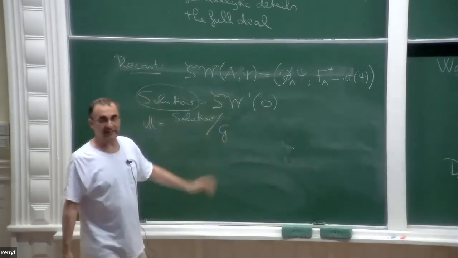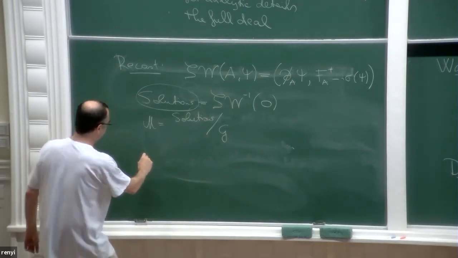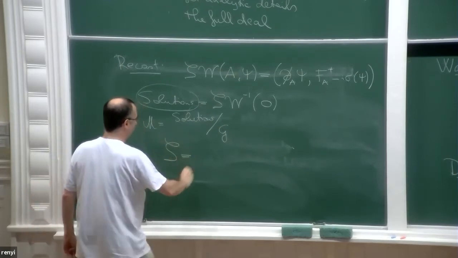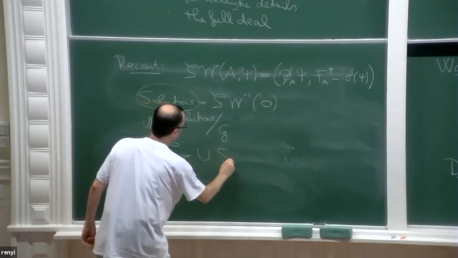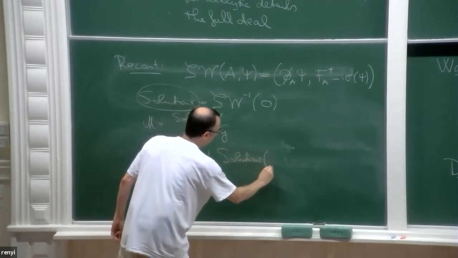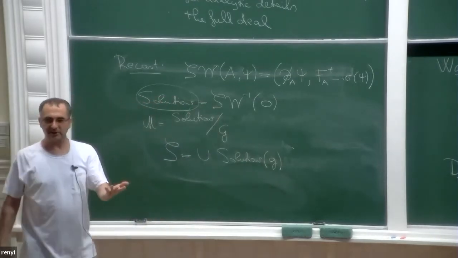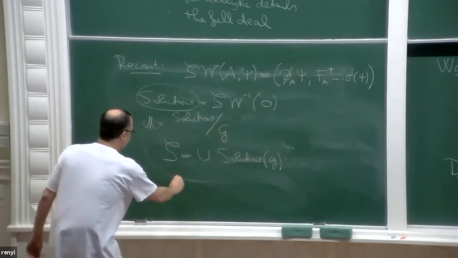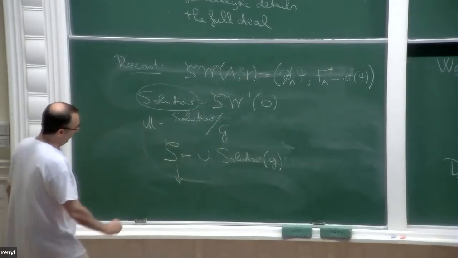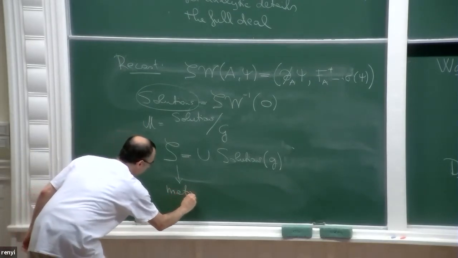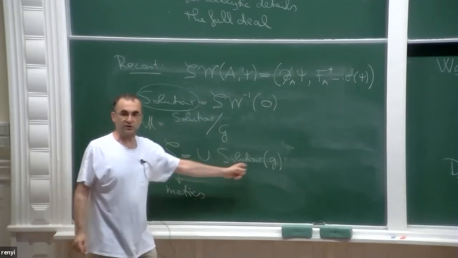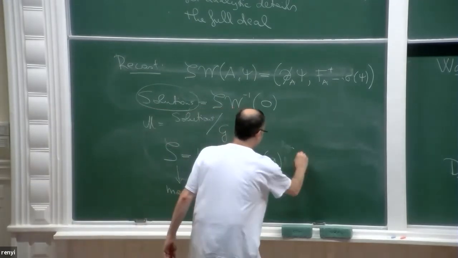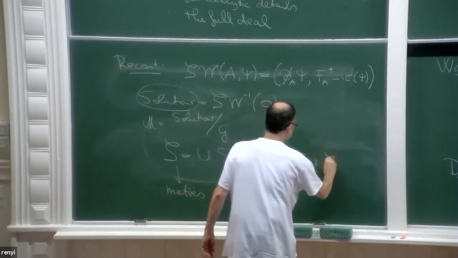So we would like to make a little bit of a change in the setting, and let's define script S to be the union of these solutions for all G. Remember, we had to pick a Riemannian metric G, and now we take the union for all G. We do have a map to the space of metrics. Every solution is a solution for some particular metric, and we associate it to that. And the fact is that S is a manifold.